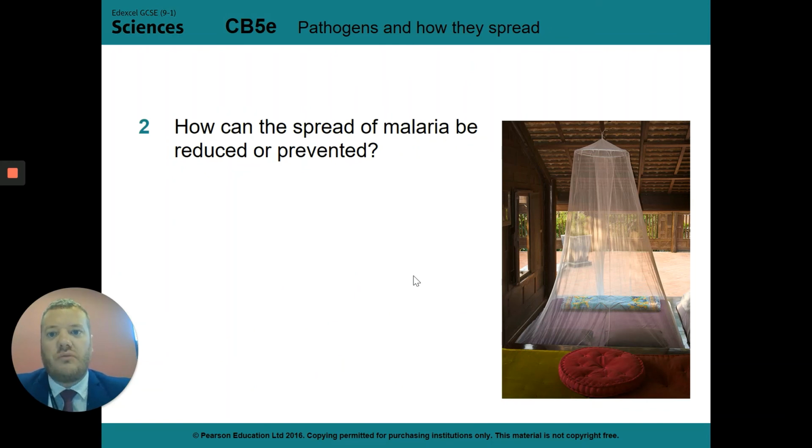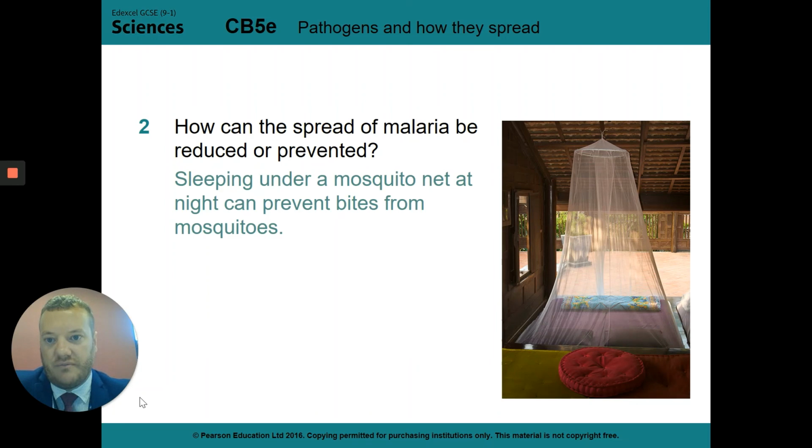So how could you stop the spread of malaria? Well, here we have what's called a mosquito net. Basically, if a mosquito can't bite you, you can't get malaria. Okay, so a mosquito net is designed to keep mosquitoes out, so that even if there were infected mosquitoes flying around the net, they can't get through it, and then they can't get to you, and they can't bite you, and therefore they can't give you malaria. It provides a barrier. Okay.